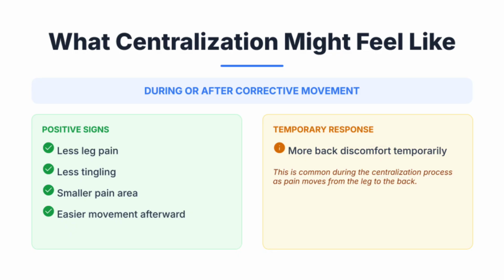So what centralization might feel like. Patients are often surprised when leg symptoms improve, but the low back pain sometimes can become more noticeable. In many cases, this represents the pain becoming more centralized rather than it actually getting worse. The overall pattern matters much more than a single sensation. So some positive signs here would be that we're having less pain in the legs, certainly less neurological symptoms such as tingling. If the pain is becoming more and more focused and it's not as widespread, and certainly if we retest movements afterwards and movement improves, that's often a very good sign as well that things are centralizing. Again, I want to note here that a very common temporary response is that you may have more local back pain after performing these exercises, but this is not necessarily a bad thing.